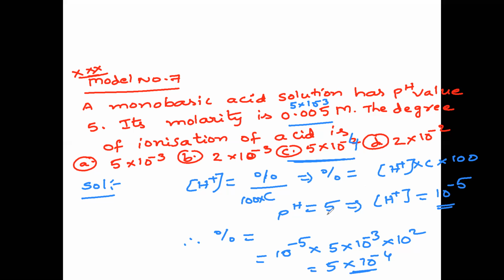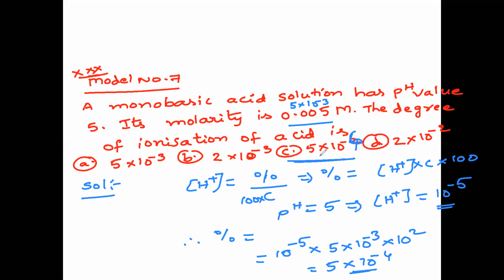So pH is equal to 5 is given. So H plus concentration is equal to 10 to the power of minus 5. So percentage is equal to 10 to the power of minus 5 into 5 into 10 to the power of minus 3 into 10 to the power of 2. So this becomes 5 into 10 to the power of minus 6 is the answer exactly, because plus 2 minus 3 becomes minus 1, minus 5 becomes minus 6.